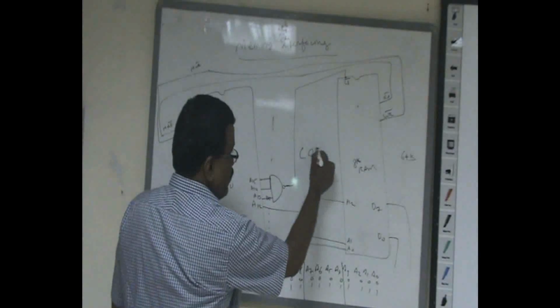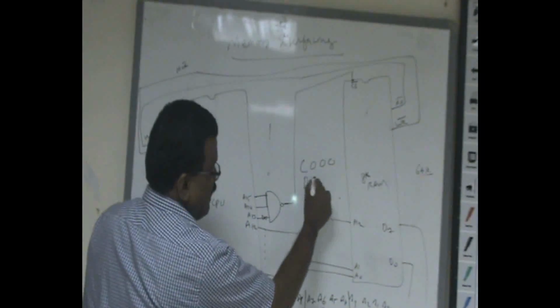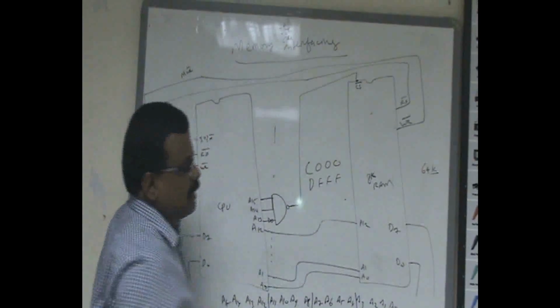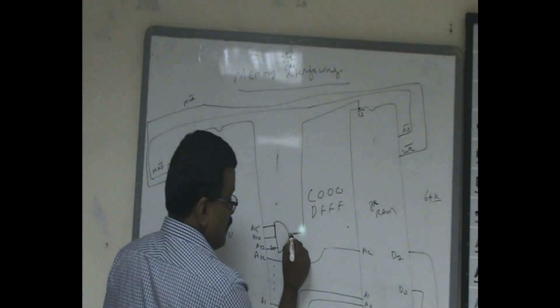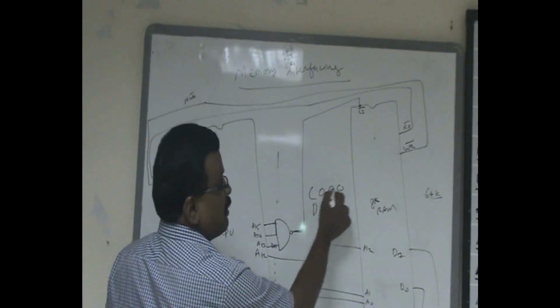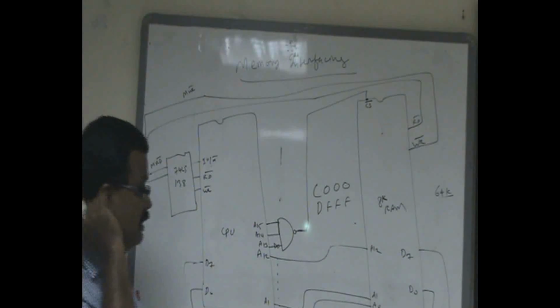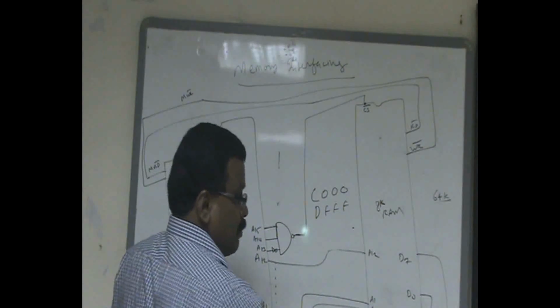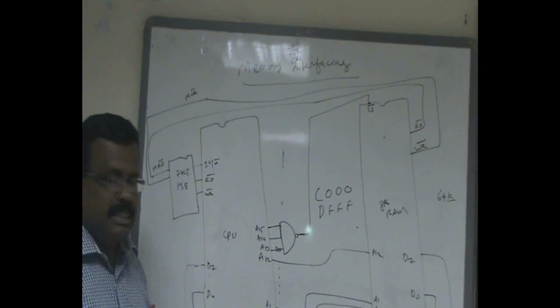It is C000. Then 1101 is D, so DFFF. Suppose the kit manufacturer has an interfacing diagram like this, then that kit's starting address is C000. That is why you can see different manufacturers might have mapped their memory differently, according to their interfacing design.